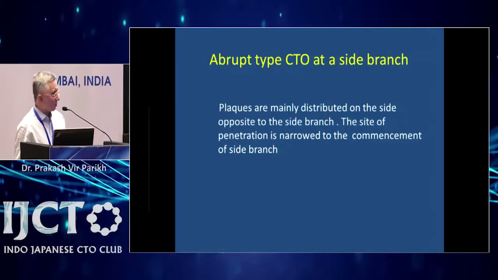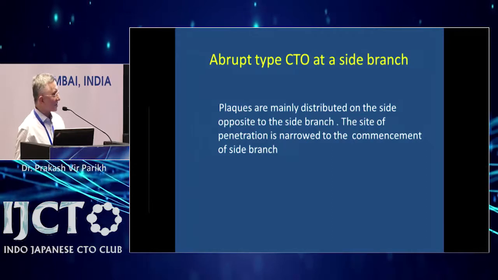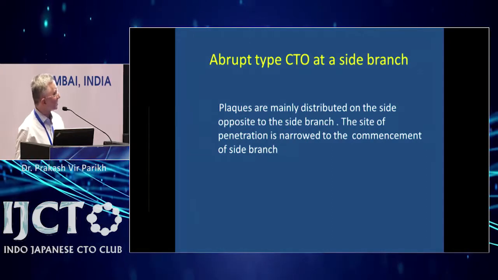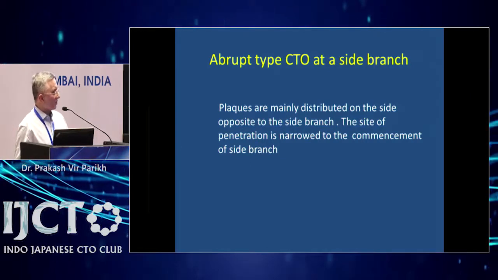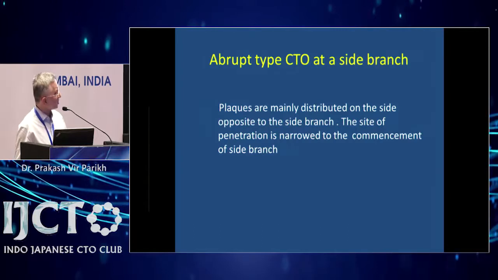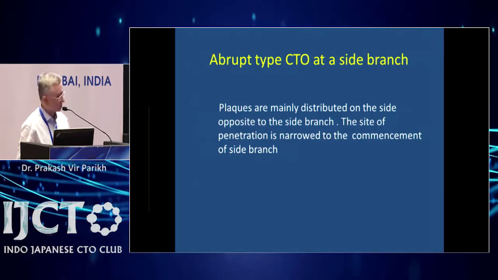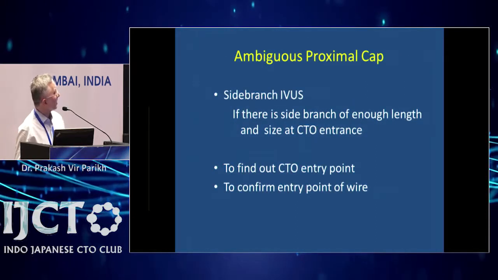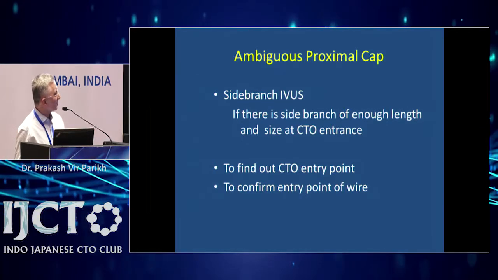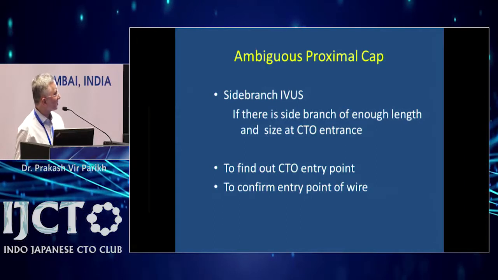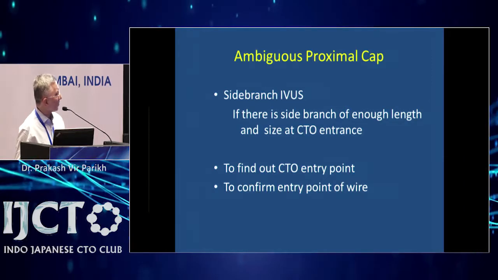Another abrupt type of CTO is when you have a side branch proximal to the CTO. Based on the IVUS data, you know that the plaques are distributed mainly on the side opposite to the side branch. So you know where you have to penetrate. Your penetration site should be narrowed to the commencement of the side branch, where it is less likely to be strong, hard plaque. If the proximal cap is ambiguous, then side branch IVUS is extremely useful, provided you have a reasonable size of side branch. It helps to find out the CTO entry point and confirm the point of entry of the wire.